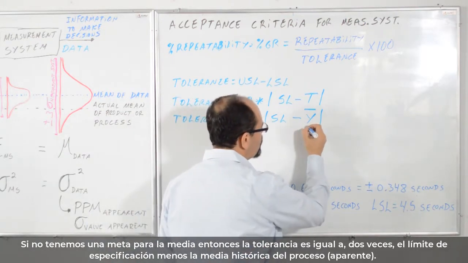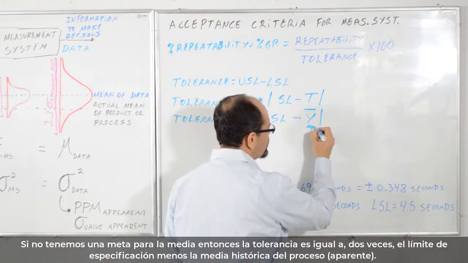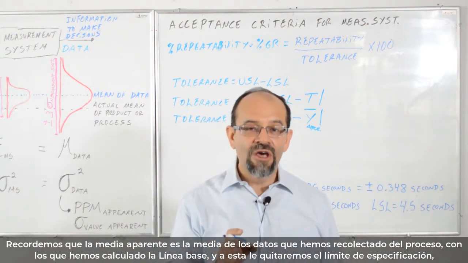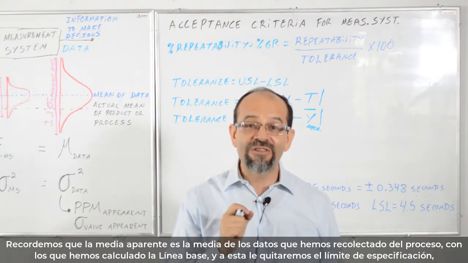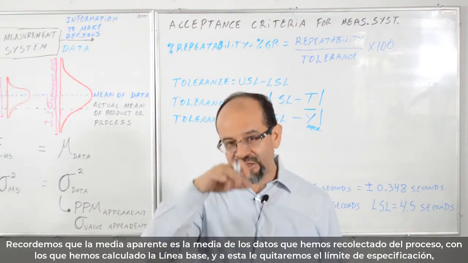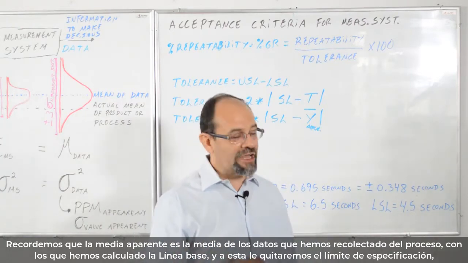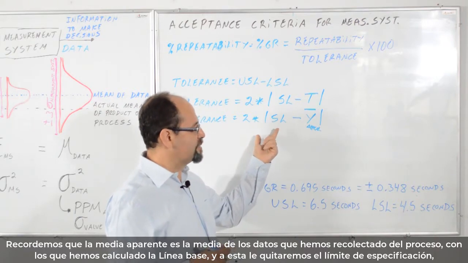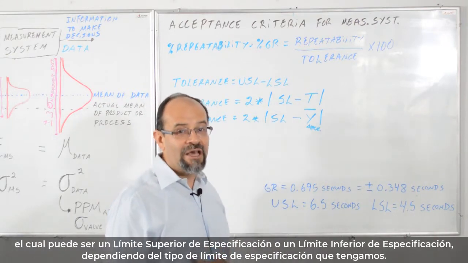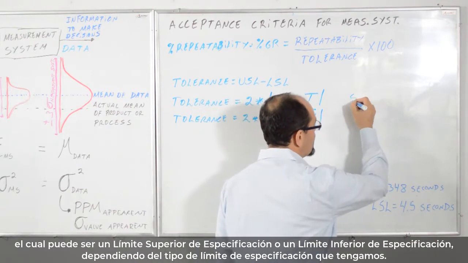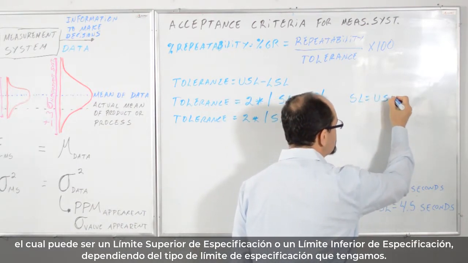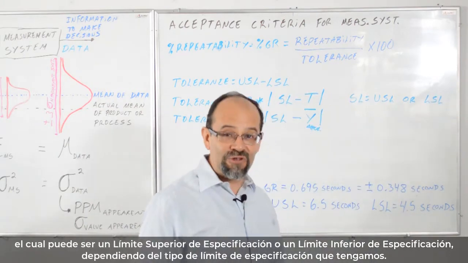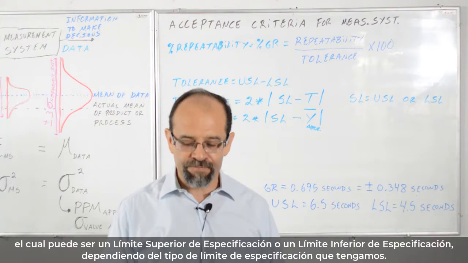Let me call it x-bar apparent. Remember that the apparent mean is the mean that we have calculated from the data that we have collected from the process, not the measurement system, but the total process, the historical performance that we have had. If that is the case, then we use that mean and the specification limit. The specification limit can be an upper specification limit or a lower specification limit, depending on the type of specification limit that we are having.